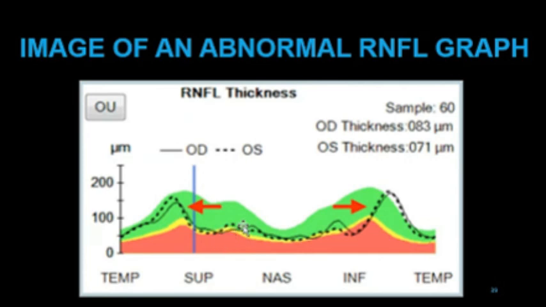Now look at it again. Now look at this point. Did you notice that in the inferior part, the dotted line touched the red part? Yes. The dotted line is for which eye? The left eye. So you find out that there's something wrong with the left eye.